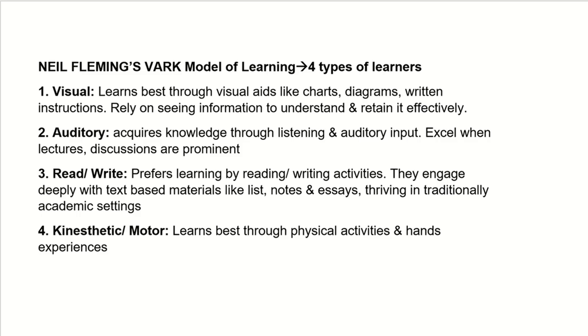The first is visual learners. The second is auditory learners. The third is read-write learners. And the fourth is kinesthetic or motor learners. Now, the visual one, of course, understands better or learns better through visual aids like charts, diagrams, written instructions, or they just memorize what they see.